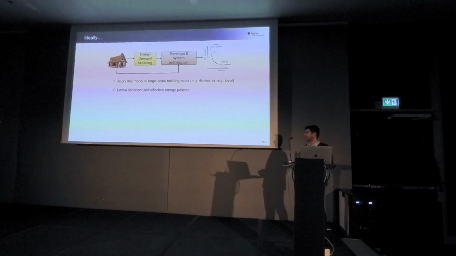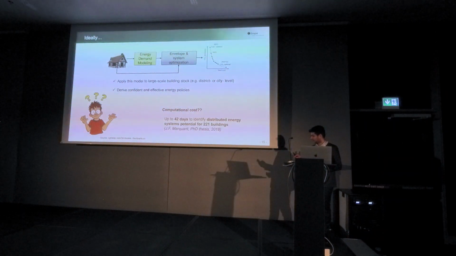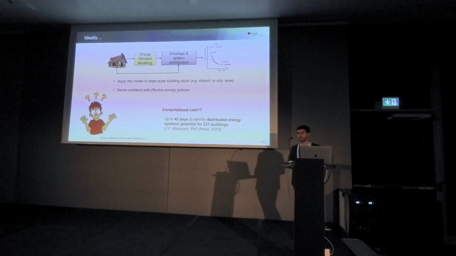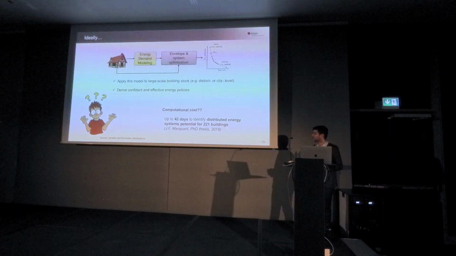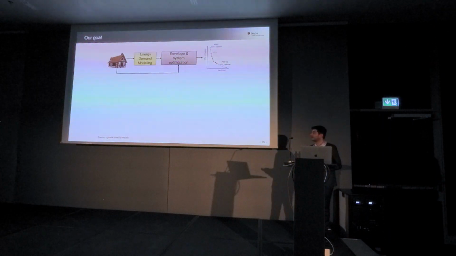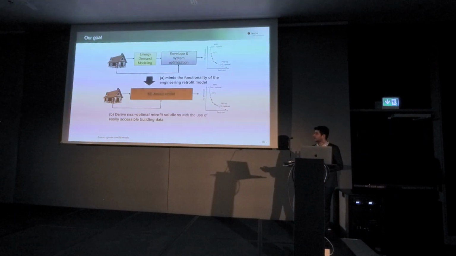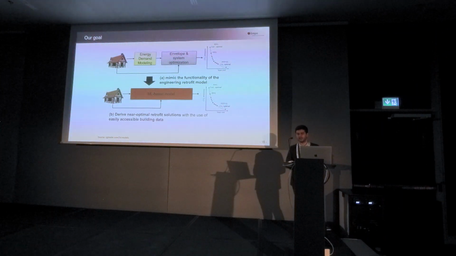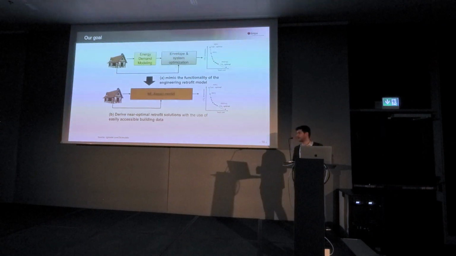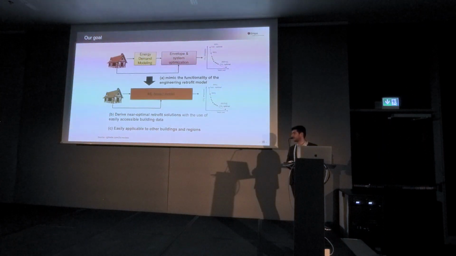However, this is not so easy, and this is mainly due to computational cost. And just to give you an example, if we try to calculate, let's say, the optimal energy systems for around 220 buildings, we might need up to 42 days with this engineering approach. So our goal is to develop a surrogate model that actually mimics the functionality of this engineering approach and derives near optimal retrofit solutions. Special attention is also given to use easily accessible or already known building data, and also to make this model easily generalizable for other buildings and regions.